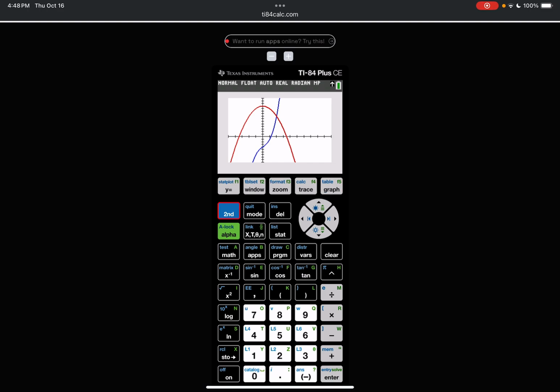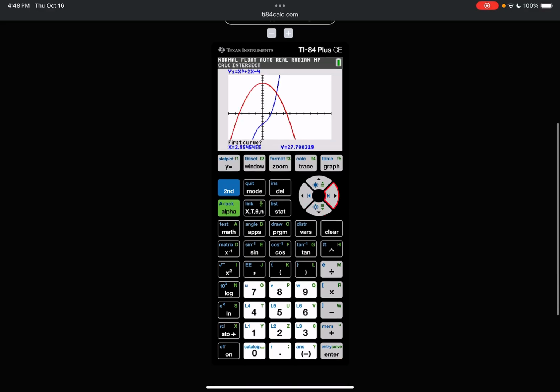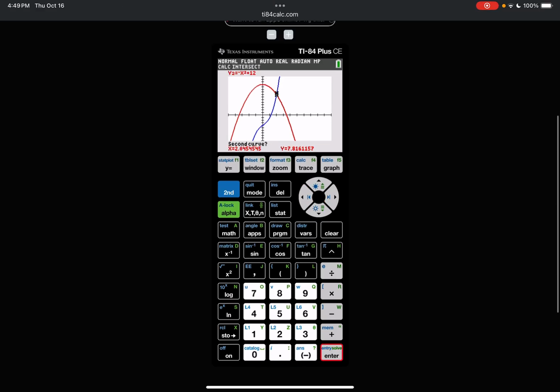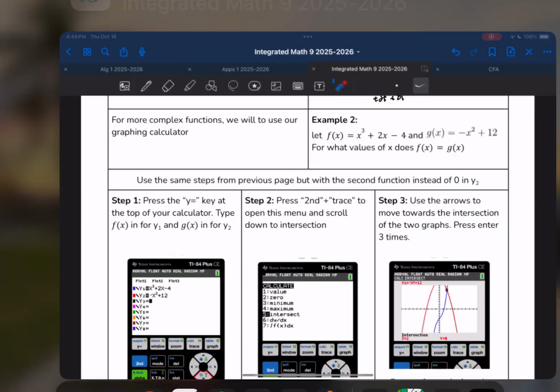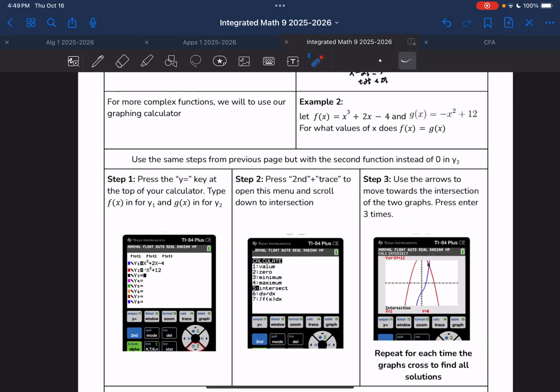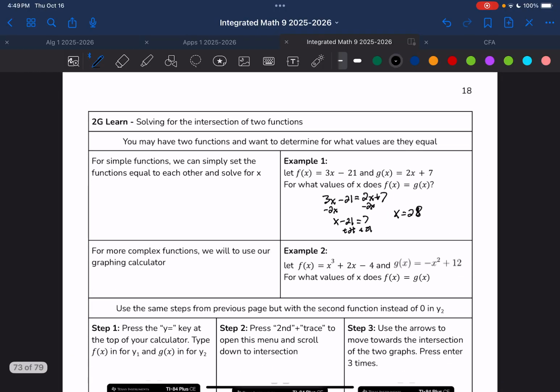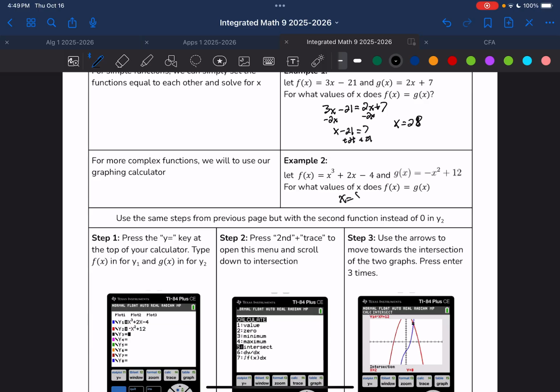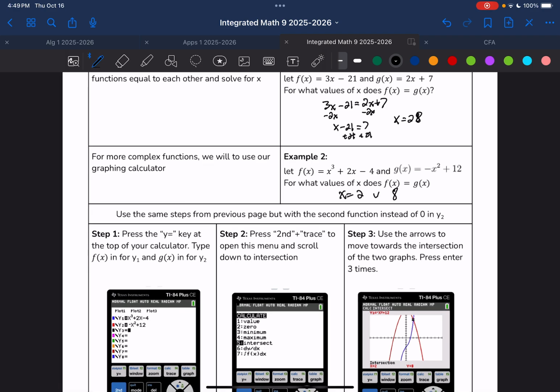All right, now we can do, just as we were doing yesterday, the second intersect function. Where's my cursor? There it is. Follow along: first function, second function, enter. You see that the intersection is at 2, 8. So that means they are equal when x equals 2, and the value of both of the functions when x equals 2 is 8. So they intersect at the point 2, 8.